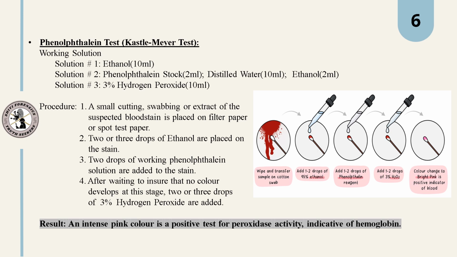Now the main component of this test is phenolphthalein. When you put a swab on the filter paper, you will add a few drops of ethanol on it. Afterwards you will add a few drops of phenolphthalein solution, and you will see whether there is any color change or not. If there is no color change, then you will add hydrogen peroxide. After adding hydrogen peroxide, you will see a bright pink color come. Now this bright pink color will indicate again the activity of peroxidase, and it will indicate the presence of hemoglobin.